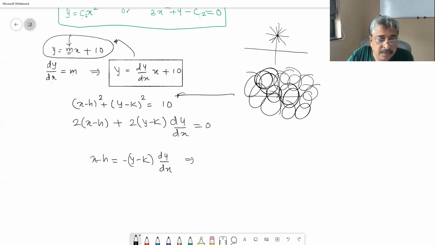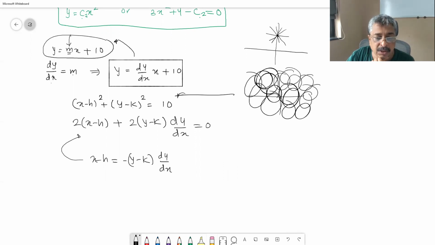And therefore, I should keep it like this: x minus h is equal to this. Therefore, if I substitute this back over here, I am getting rid of one constant. Now, wait a moment. This is our first time we have differentiated. Now, suppose we differentiate it one more time.